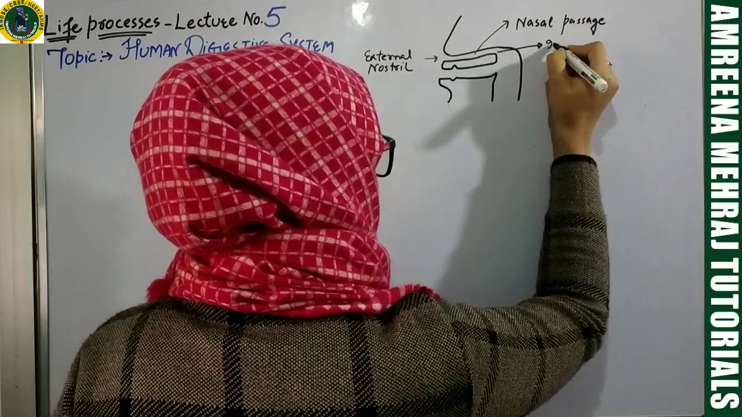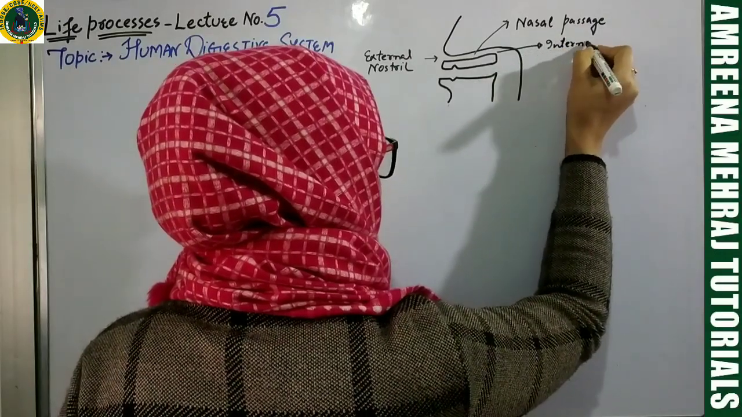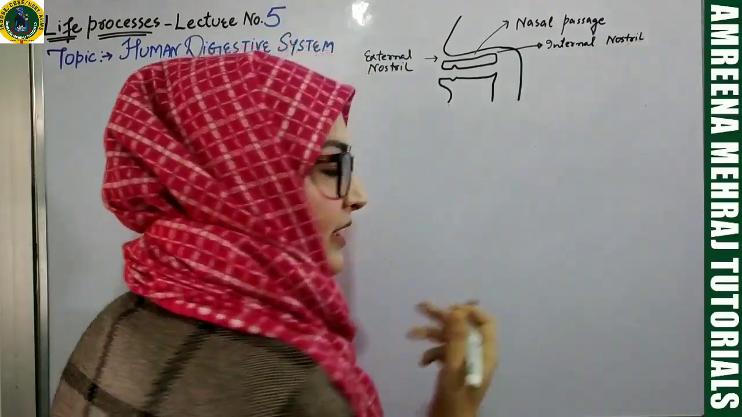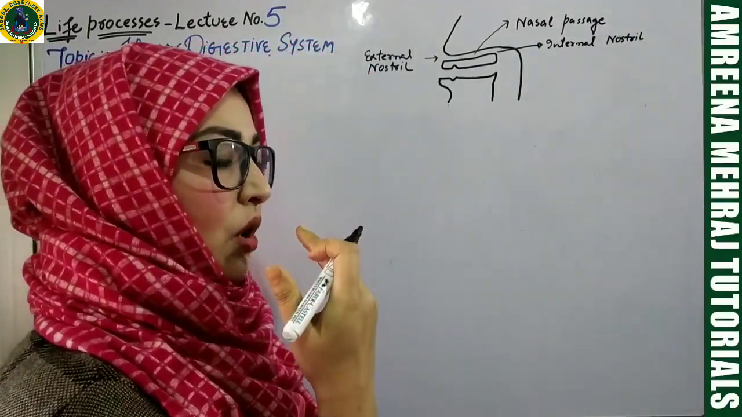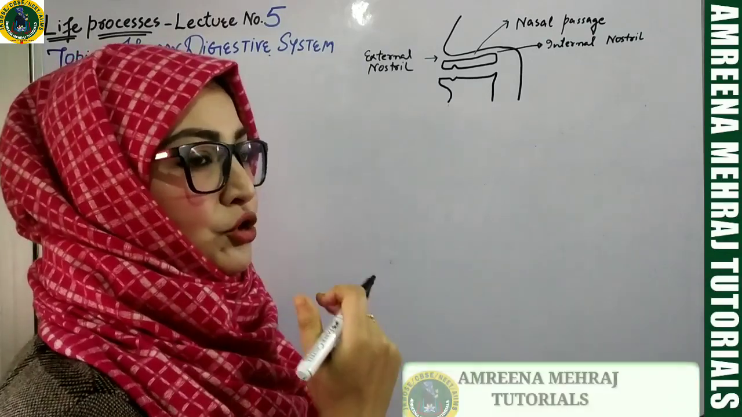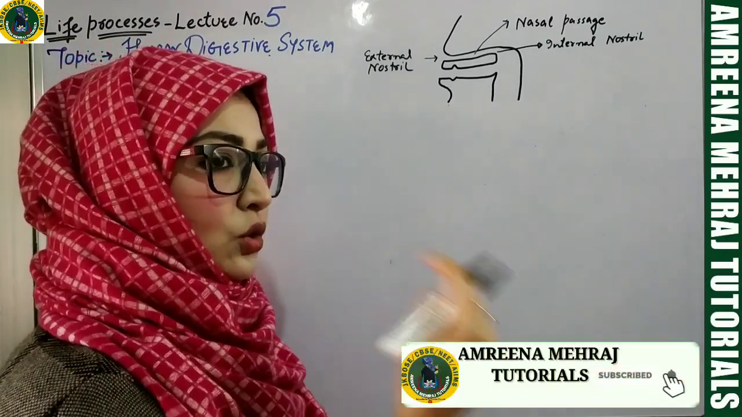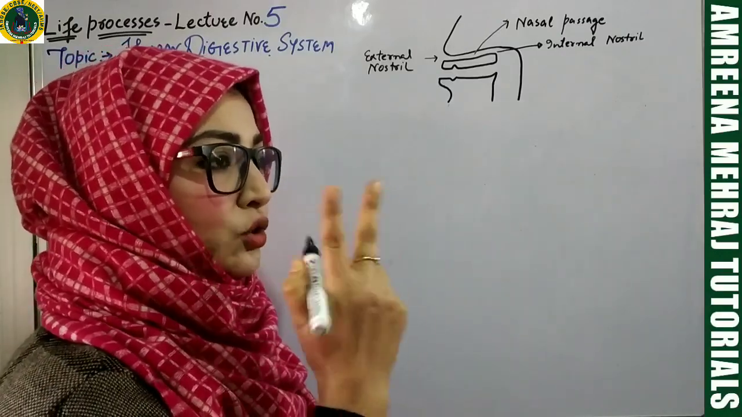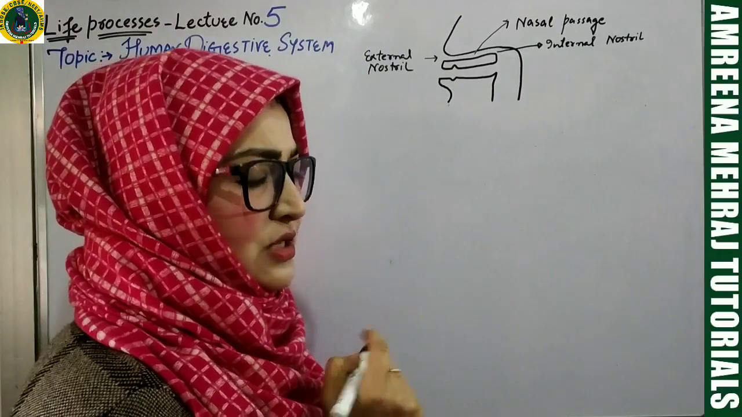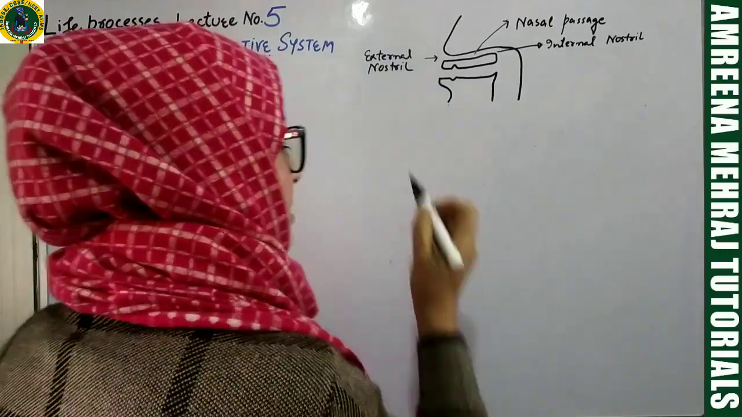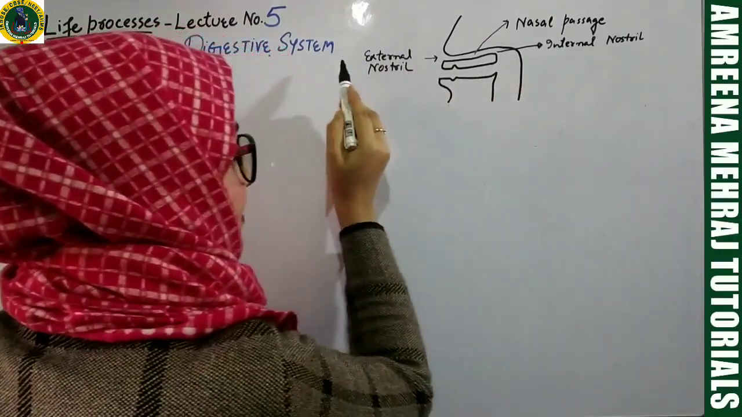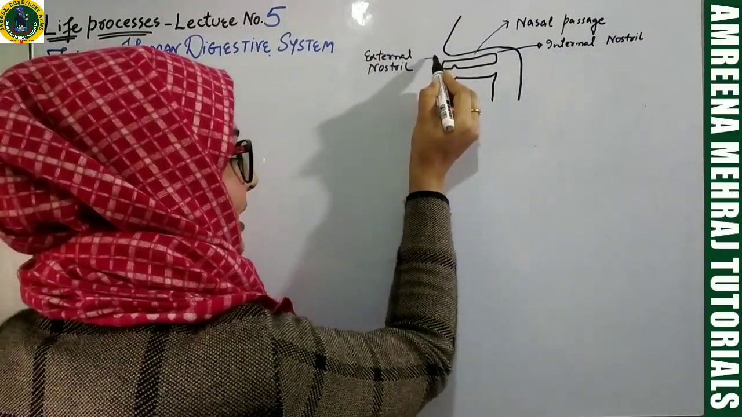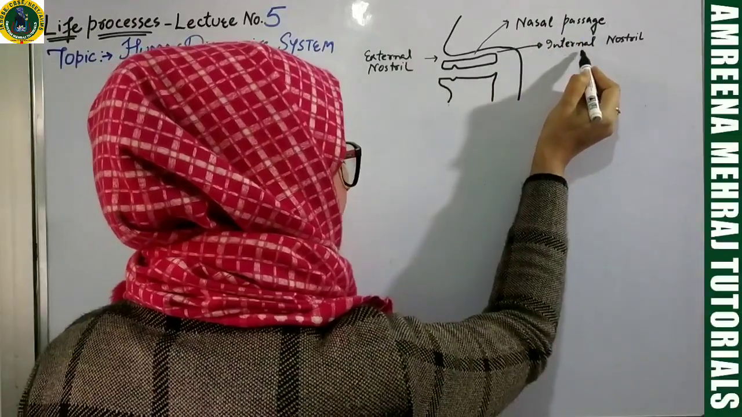This you can call the internal nostril. If you try to feel with your tongue on top of your buccal cavity, at the back portion you will find two openings. Those two openings which are at the back of your palate, what you call the posterior palate, are called internal nostrils, or you can call them internal nares. So in this diagram right now, you are representing all the parts of your respiratory system basically. So this is the external nostril leading you to the nasal passage, which leads you to the internal nostril.